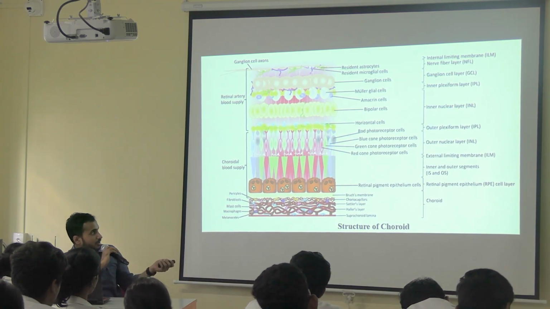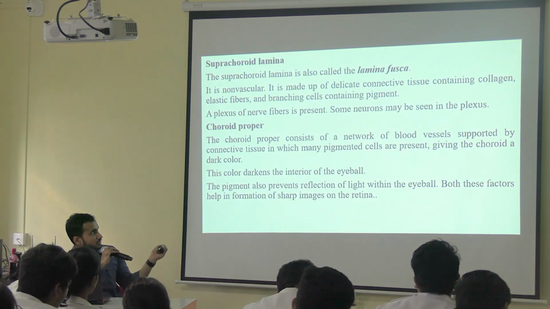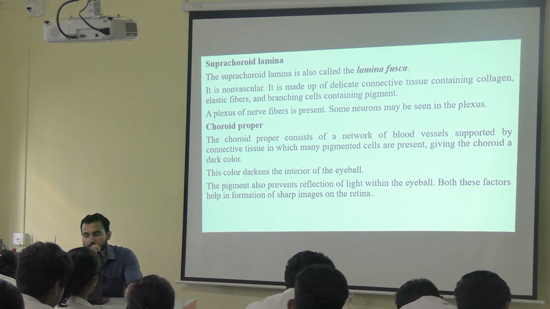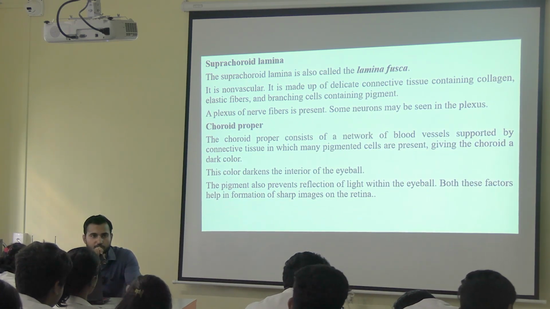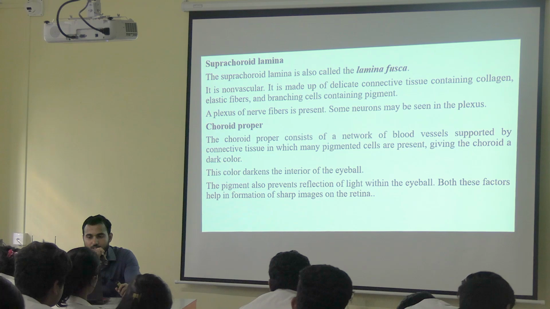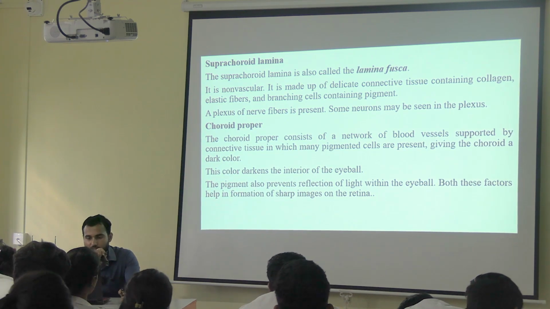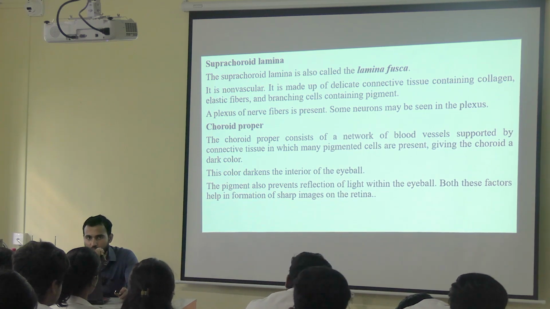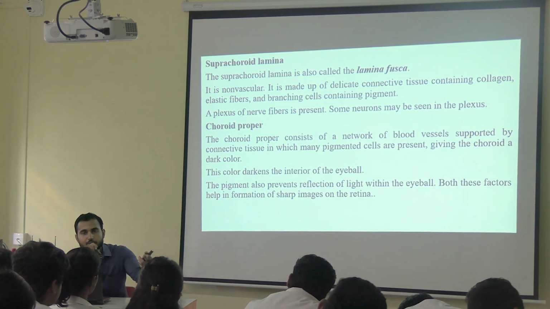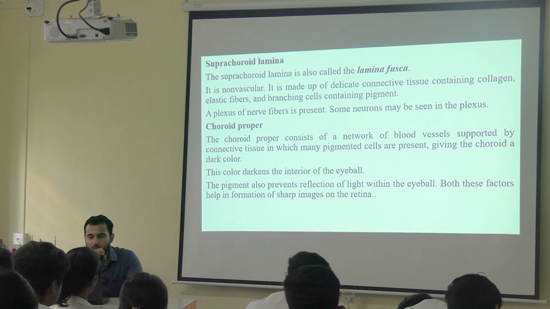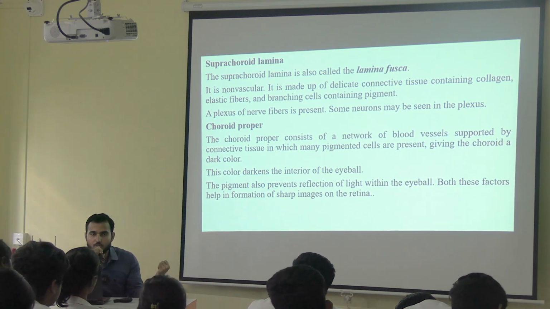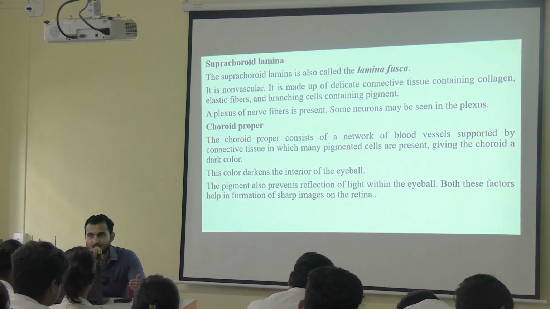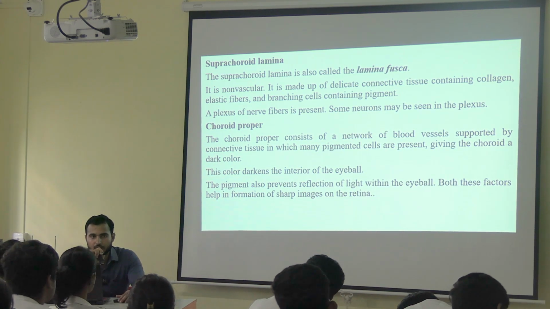So first is the suprachoroid lamina. Okay, it is non-vascular layer, suprachoroid lamina, made up of delicate connective tissue containing different types of fibers. Collagen fibers are there, elastic fibers are there, and some pigment cells are present. Okay, along with that a nerve plexus is also present in the suprachoroidal lamina. Next to the suprachoroidal lamina, or deep to the suprachoroidal lamina, what is present? Choroid proper. So just now I have shown you what is present in the choroid proper. Different types of blood vessels are there. Okay, Haller's layer, Sattler's layer, and choriocapillaries.